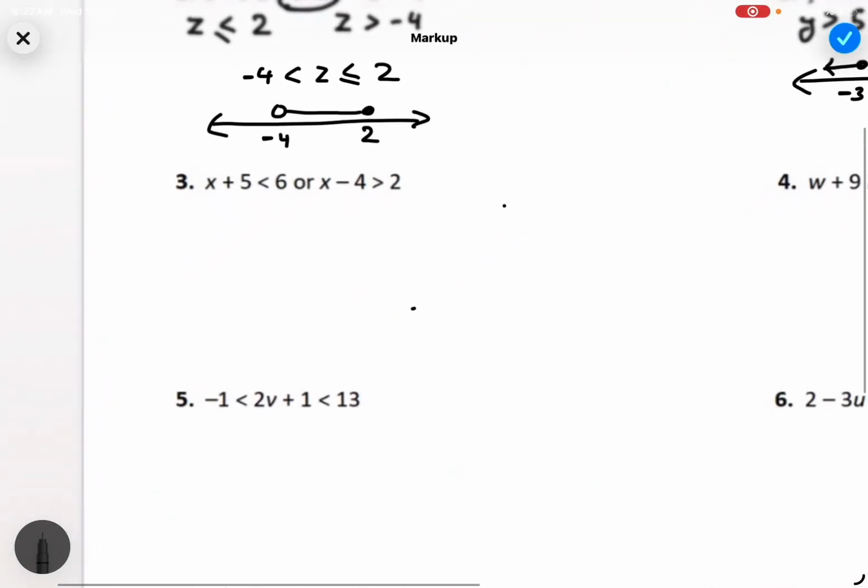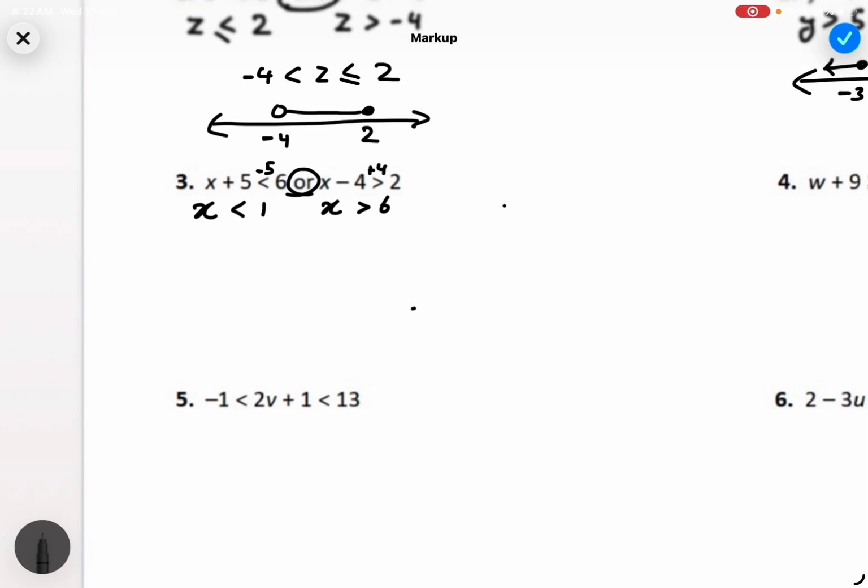For question 3, we solve for x on both equations. X is less than 6 minus 5, which is 1. And for this one, x is greater than 2 plus 4, which is 6. Or, the solution has to satisfy both answers. No, one of the answers.